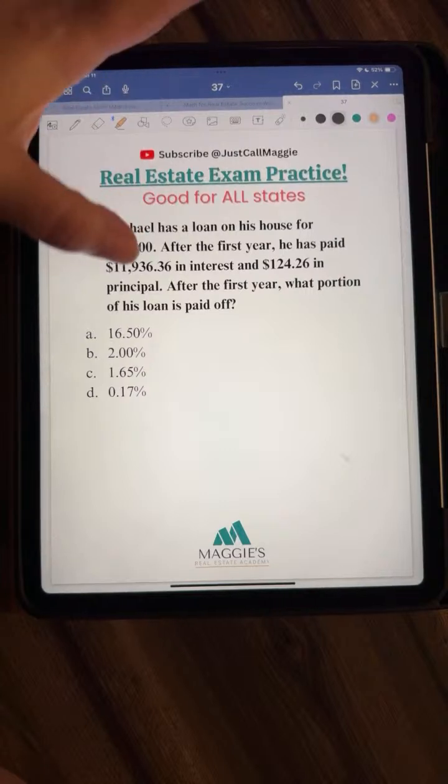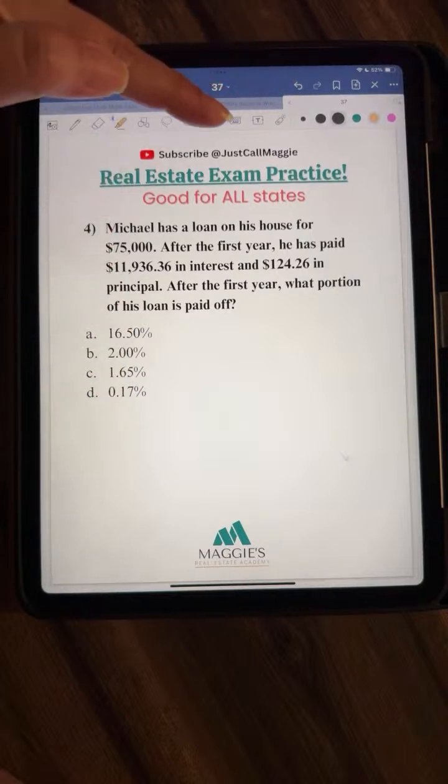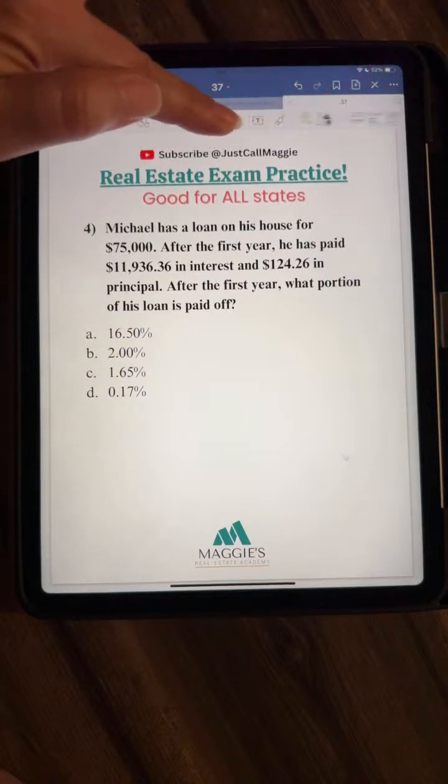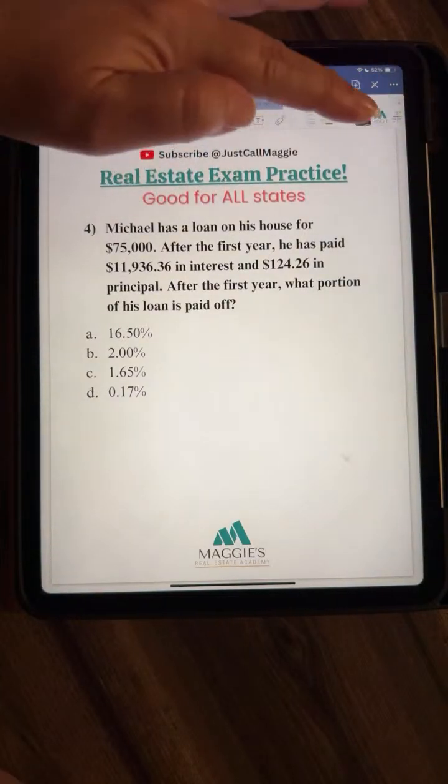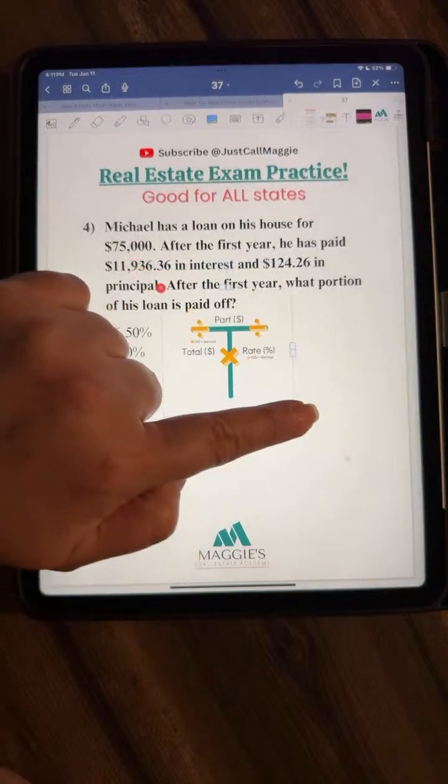Okay, so we're dealing with percents here. So when we're dealing with percents, remember, we can definitely take advantage of our lovely T-chart. So let's bring out the T-chart.